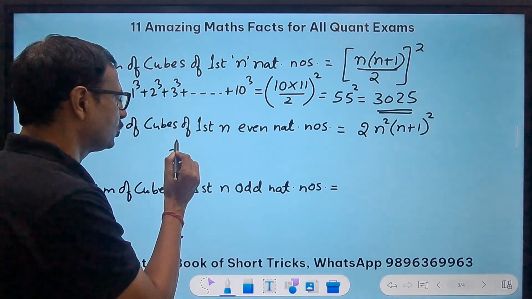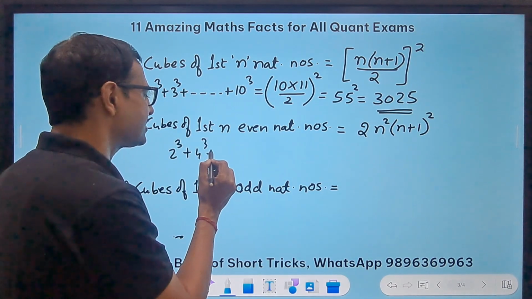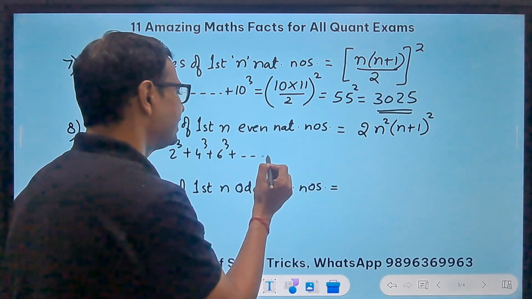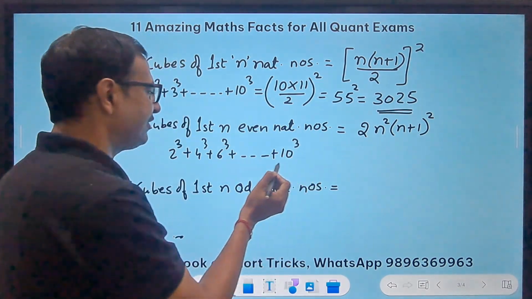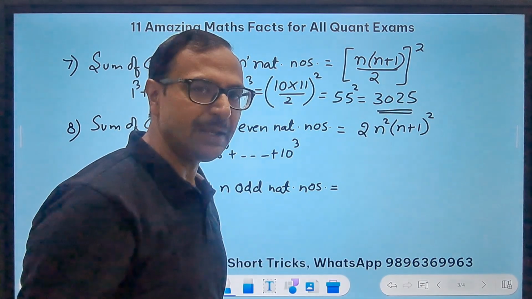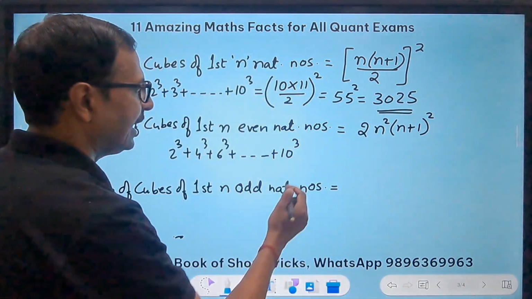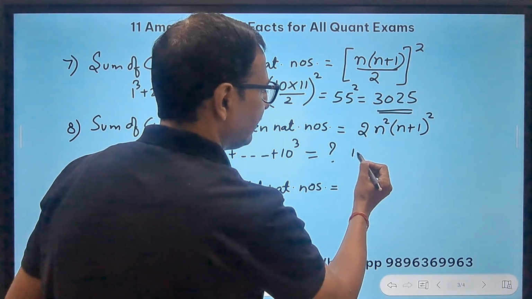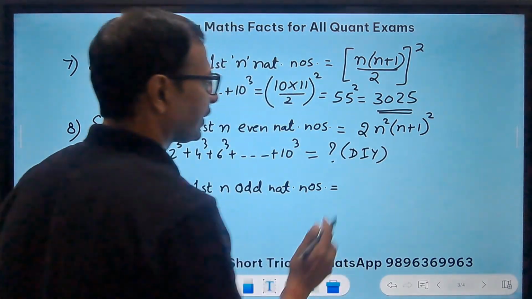So if I have to do 2 cube plus 4 cube plus 6 cube up to 10 cube, that is 5 numbers, I can put n equal to 5 here and I'll get my answer directly. Like so, you can do this. I'll leave it to you as a DIY.